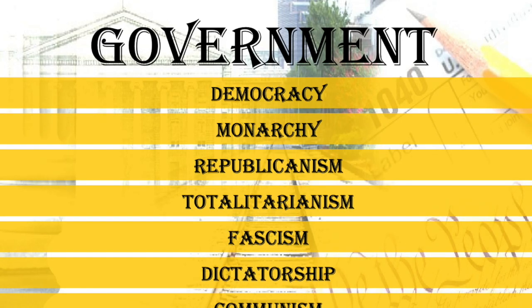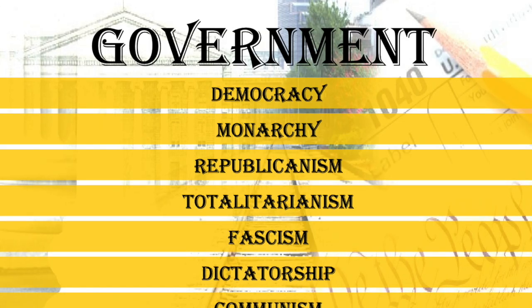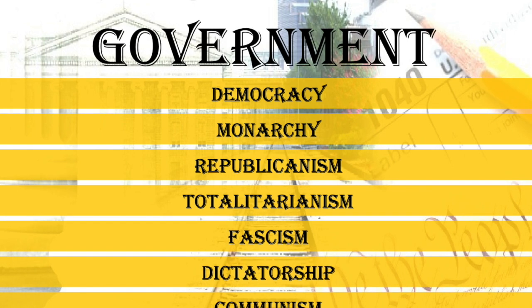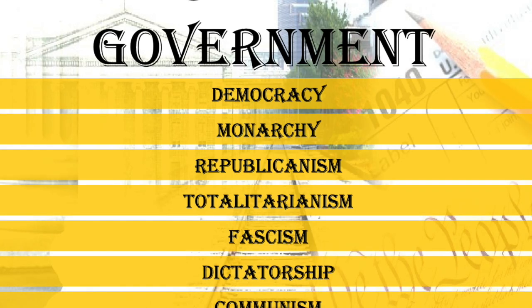A republic may or may not be democratic. In a democratic republic, people like us in the United States choose their leaders through elections. In a totalitarian society, the government holds absolute control over all aspects of the lives of people.